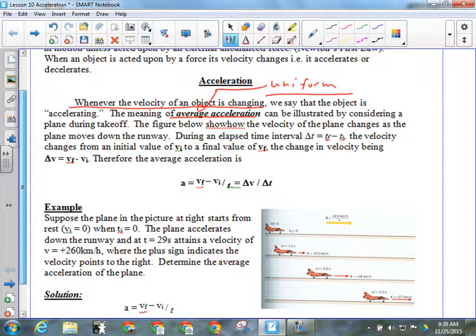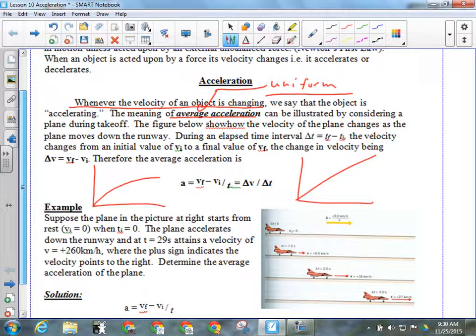So your graph of acceleration for a car ends up looking like this, and it kind of flattens out near the top because you don't accelerate as much at the end. Whereas for a plane, without gears, it's pretty straight. It's nice and uniform. So we use a plane as a better example.